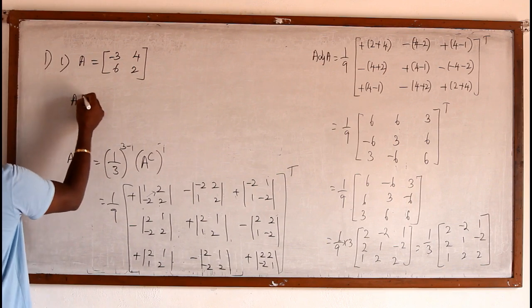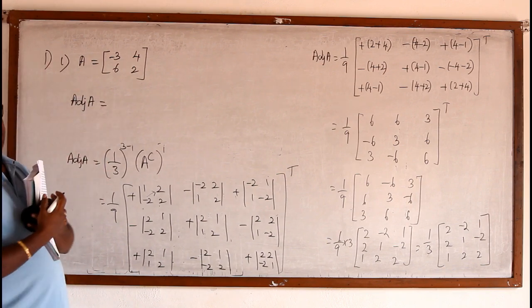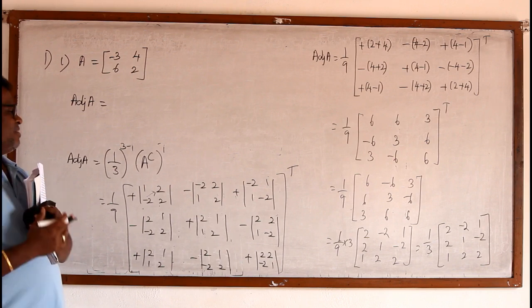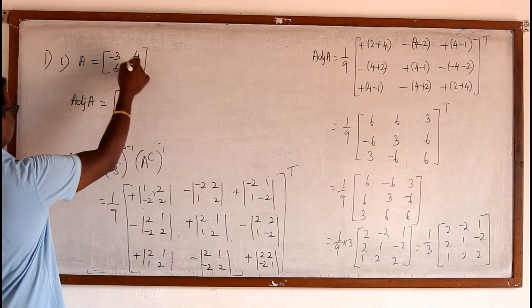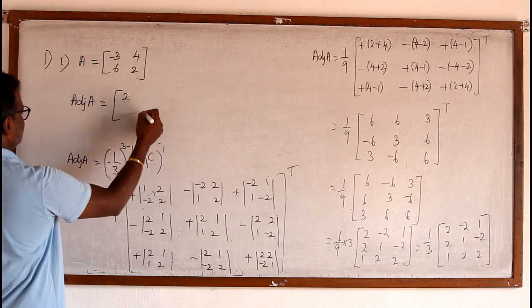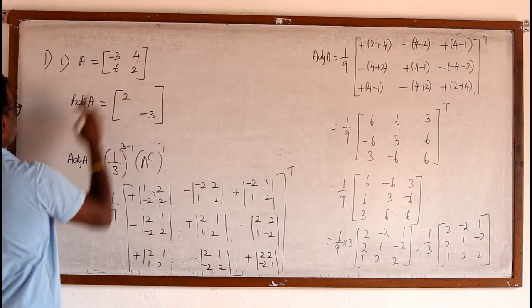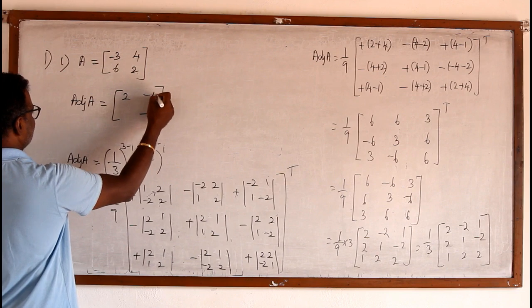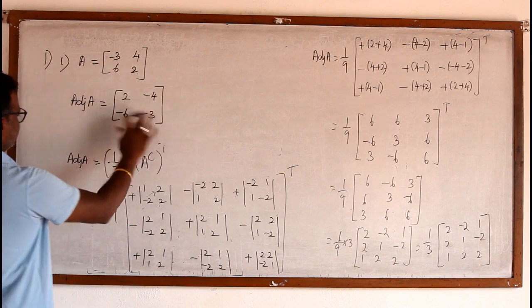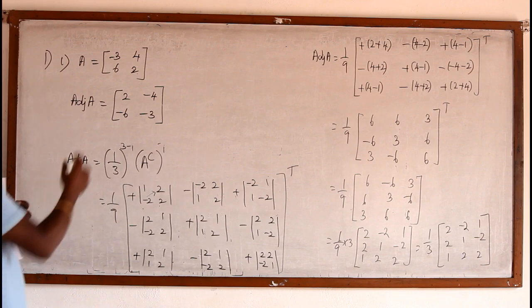The easiest method is: adjoint of A equals, no need to find any cofactor matrix, no need to transpose anything, just this is the main diagonal, isn't it? Just interchange these numbers, this will become 2, minus 3. Now, don't change these numbers, but change their sign only. That is, plus 4 will become minus 4, plus 6 will become minus 6. That's all. This is the adjoint straightaway: 2, minus 4, minus 6, 3.